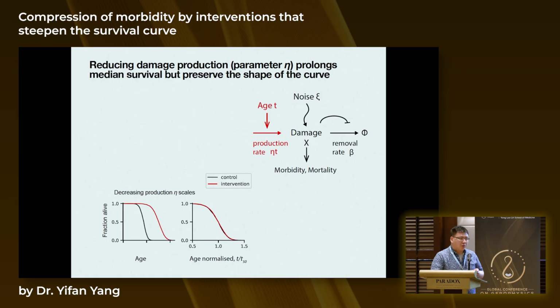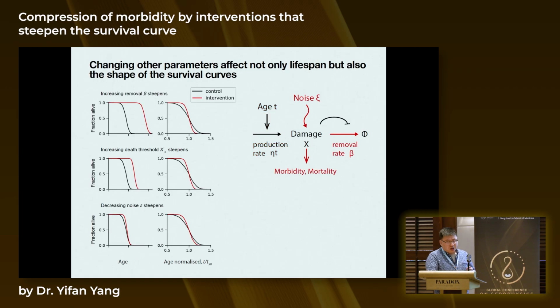Now if we, in the computer again, modify the damage production rate by decreasing it, we'll get a longer lifespan. But our model gives us scaling survival curves. So you have the same shape, but a longer lifespan if you change damage production. In contrast, if you change the other parameters in the model, you can get a longer lifespan, but you almost always steepen the survival curve.